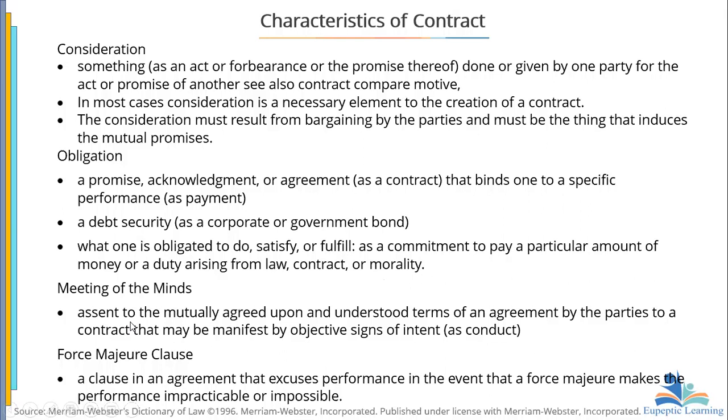Meeting of the minds, like I said earlier, is an assent to the mutually agreed upon and understood terms of an agreement by the parties to a contract, that may be manifest by objective signs of intent as conduct. So two of us must mutually come to a point where we agree as to the terms of an agreement. Force majeure clause. What does it mean? It is a clause that says that, look, so far as this thing happens, that is no fault of ours.